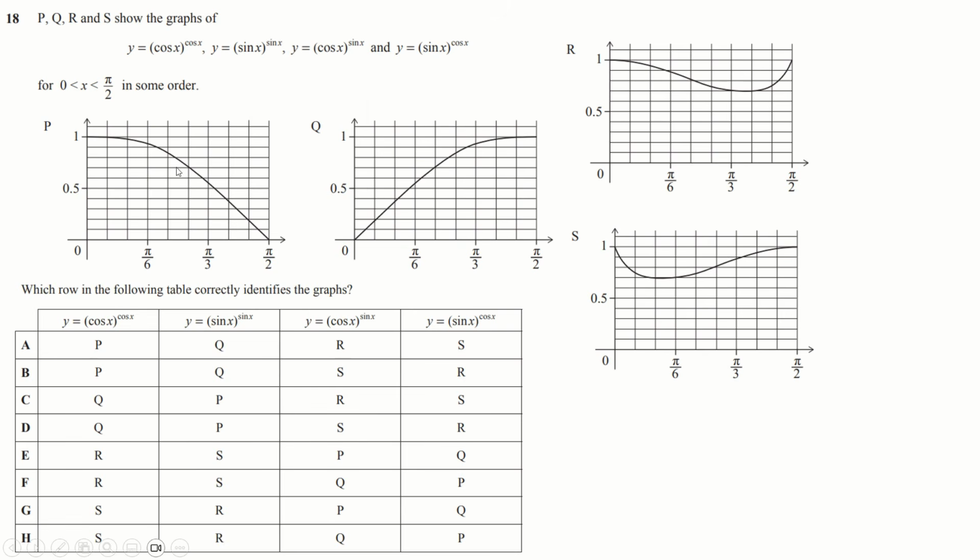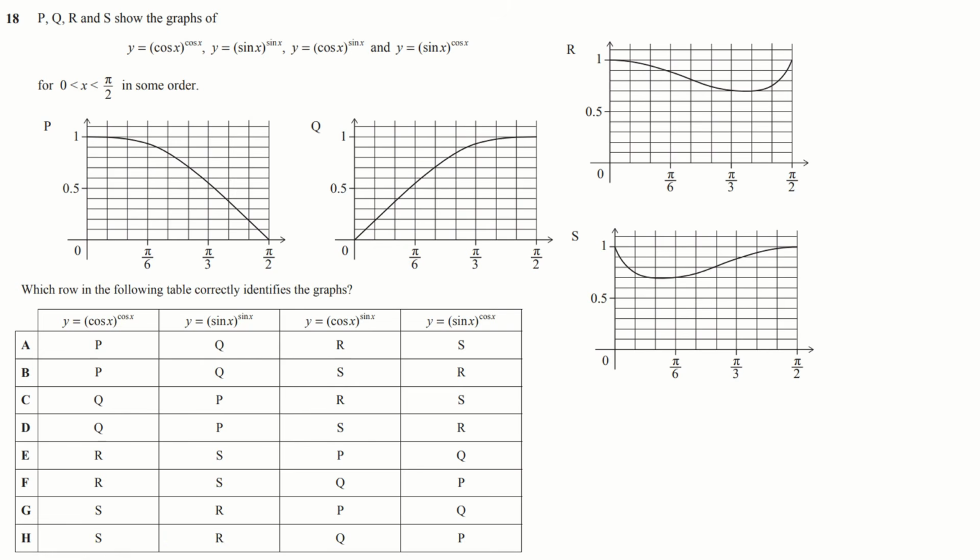18 then. So look at these four graphs. What's the big difference between the four? The most obvious immediate difference is that this one starts at 0. So let's look for which of these graphs starts at 0. So when x is 0, this is 1 to the power 1, so that's definitely not it. This makes this 0 to the power 0. Now 0 to the power 0 is unequivocally 1. And I don't care what anyone else says.